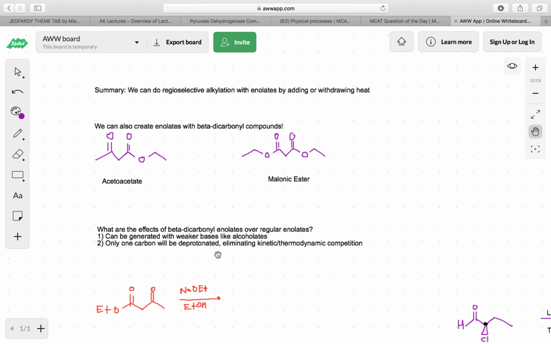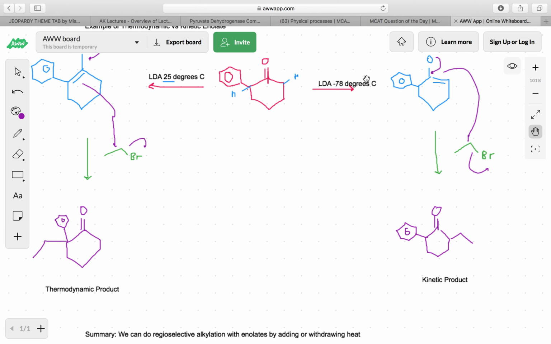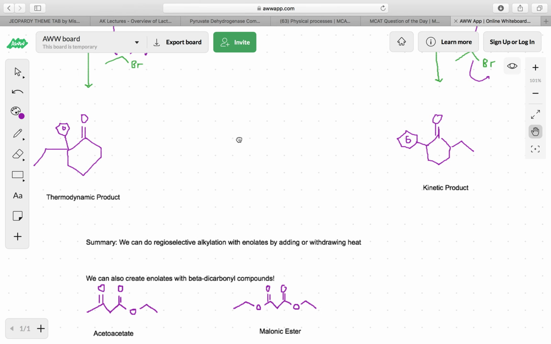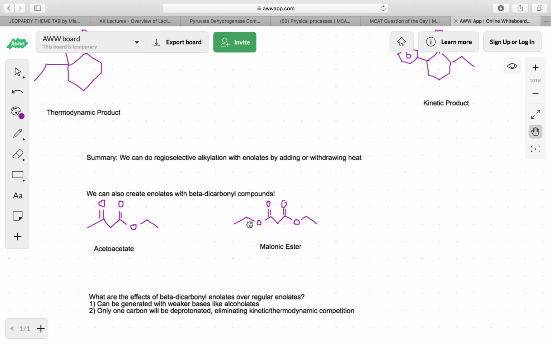The other benefit is that we don't have to worry about any of that regioselectivity like we had here. We don't have to worry about, oh, let's create a kinetic versus a thermodynamic. There's no kinetic and thermodynamic for beta-dicarbonyl compounds. It's just the one in the center.